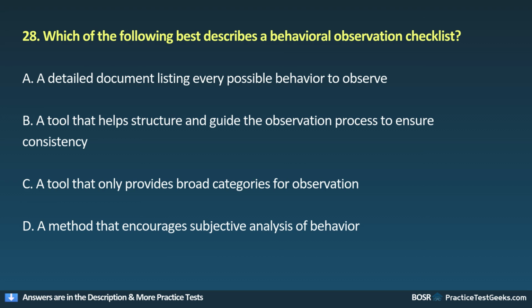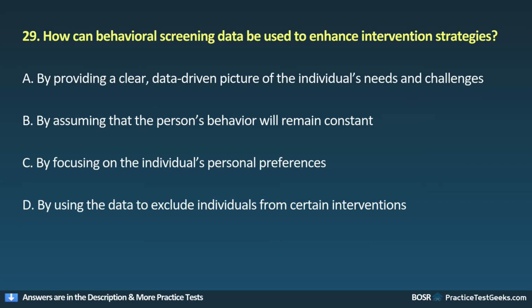A. Detailed document listing every possible behavior to observe. B. A tool that helps structure and guide the observation process to ensure consistency. C. A tool that only provides broad categories for observation. D. A method that encourages subjective analysis of behavior. 29. How can behavioral screening data be used to enhance intervention strategies?